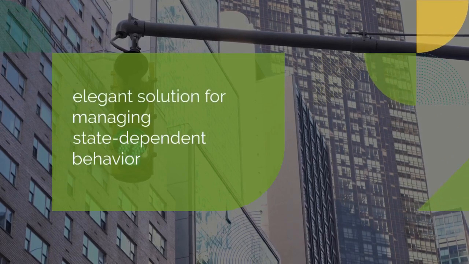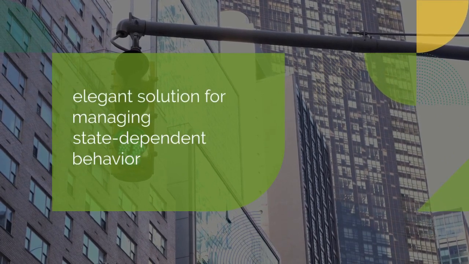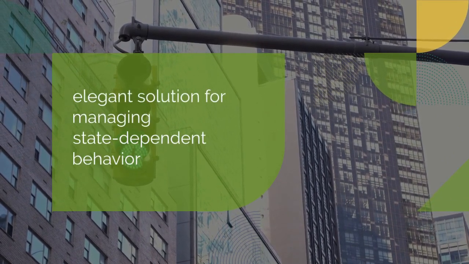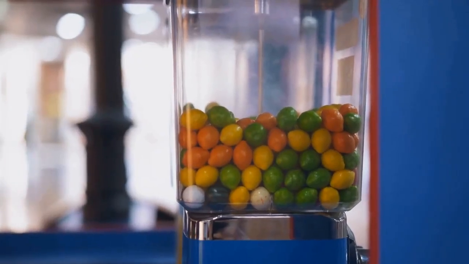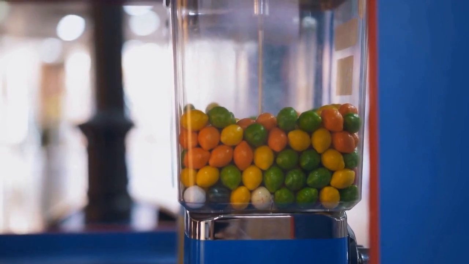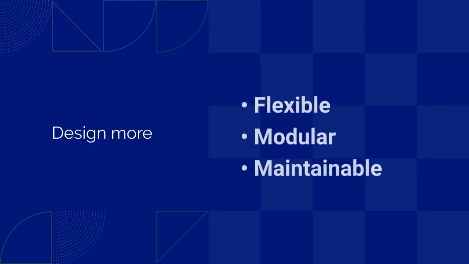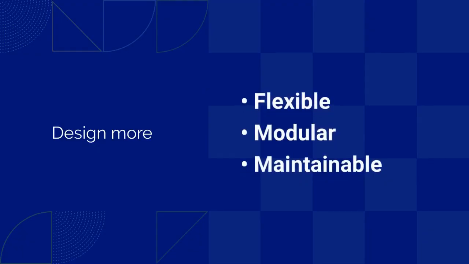In summary, the state design pattern provides an elegant solution for managing state-dependent behavior in object-oriented systems. Whether you're building vending machines, traffic lights, or complex software applications, the state pattern can help you design more flexible, modular, and maintainable code.